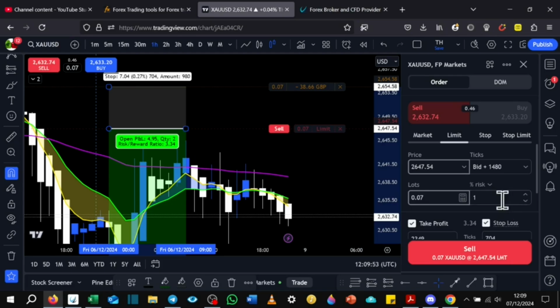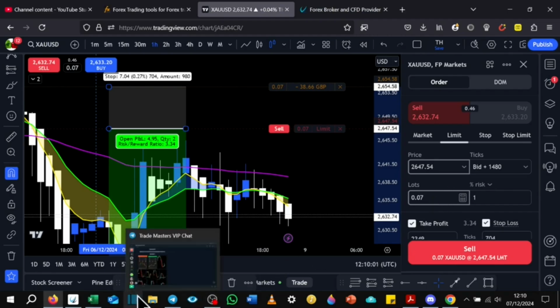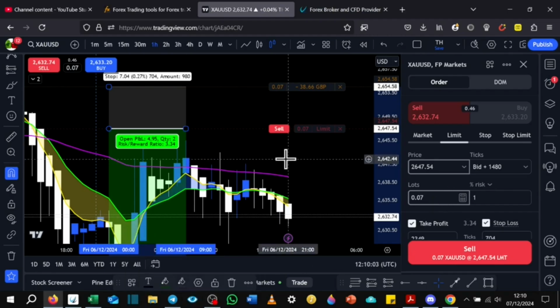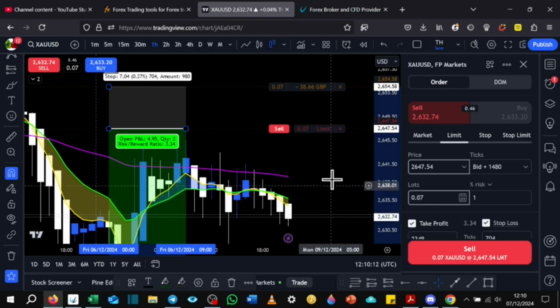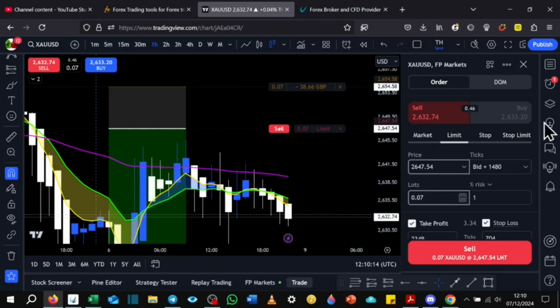Now again, this is a big lot. This is a big account size because I'm on a demo account, but it's a different lot size. It's 0.07 here, but on the Bitcoin it was like 0.06 or 0.05, right? So the lot sizes are going to be different for different markets. Okay, so you have to keep that in mind.